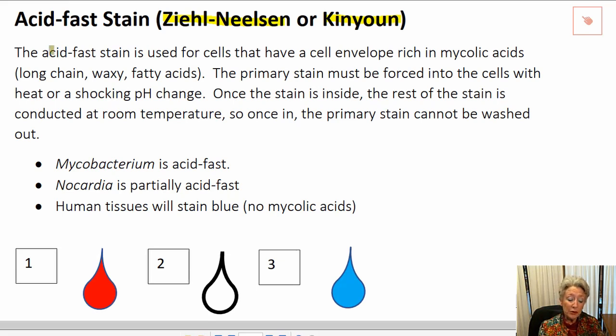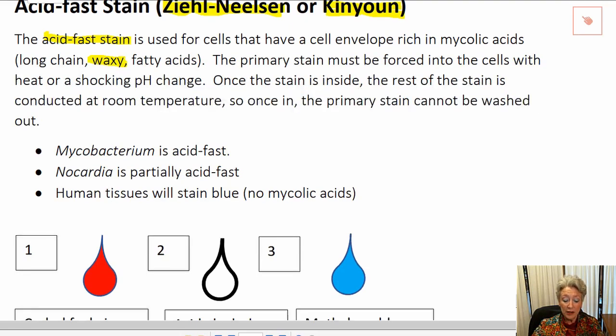And remember that we use the acid-fast stain for cells that have a very waxy cell coat. Mycolic acids are very long-chain fatty acids, and so the surface of these organisms is very similar to candle wax. So I have to either heat the organisms up to get the color in initially, or shock it with a change of pH. And that's the difference between the two types of stain. They're both acid-fast stains, but they use a different technique to get the initial dye in.